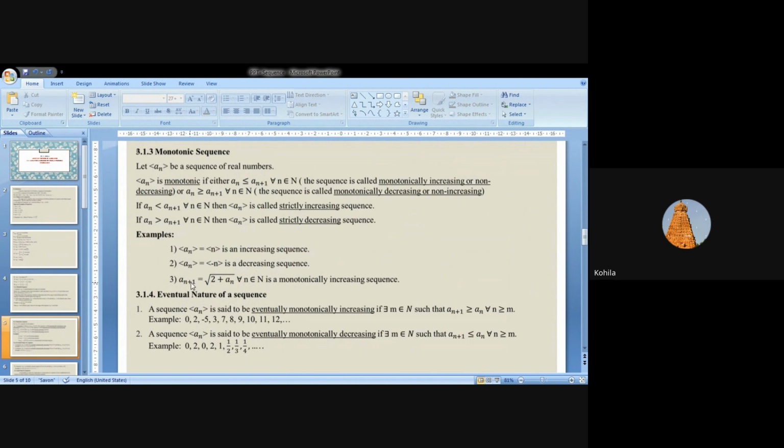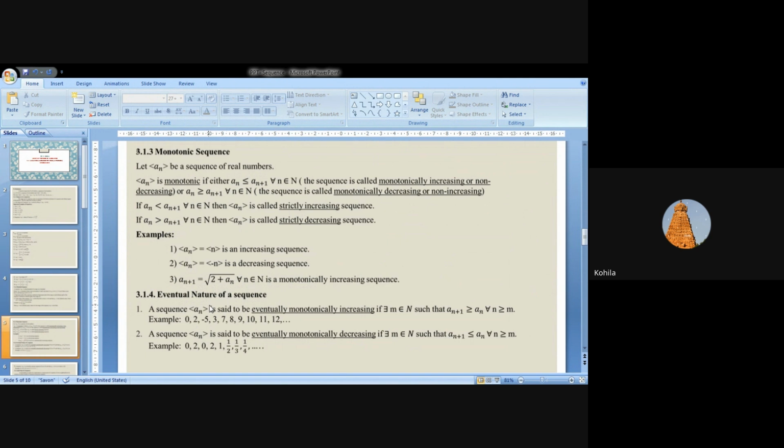Look at the third example. a_{n+1} equals root of 2 plus a_n for every n belongs to N is a monotonically increasing sequence. You can check this out. Here the a_1 value is 0 because we are taking n belongs to the set of natural numbers.